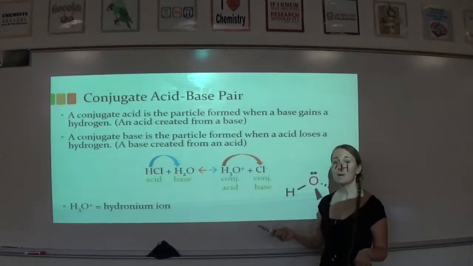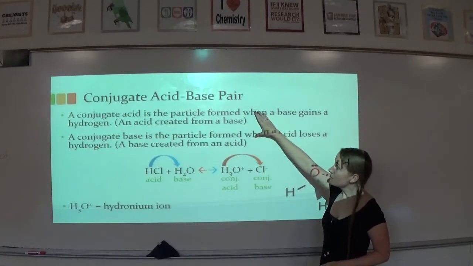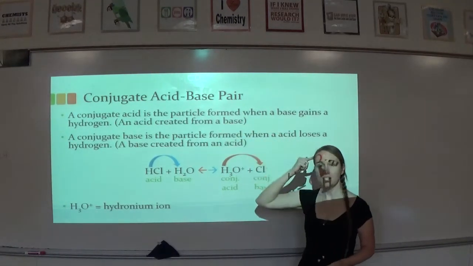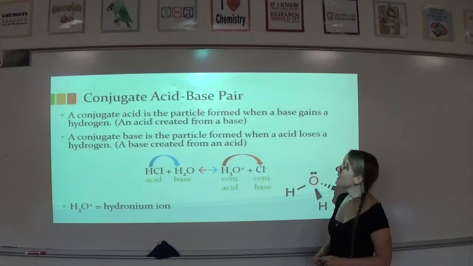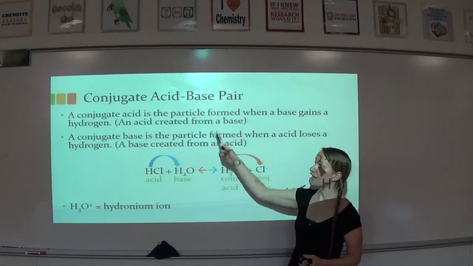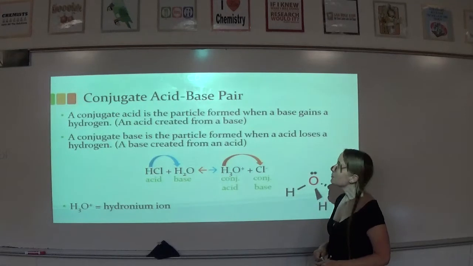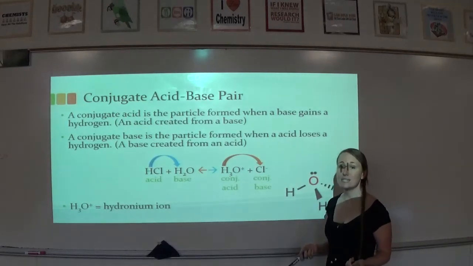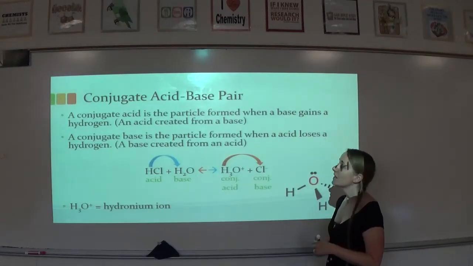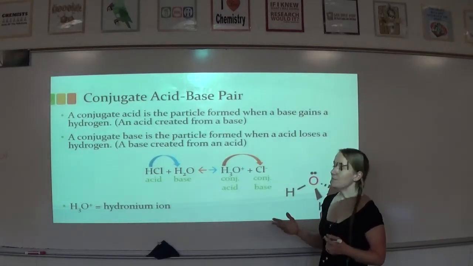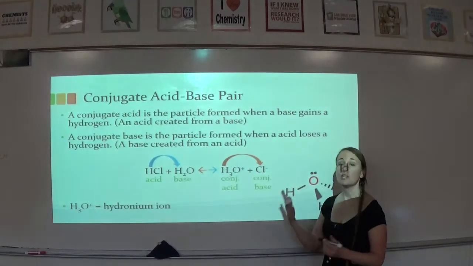So next we have to talk about conjugate acid and base pairs. So I have the normal book definition, and then I have in parentheses the definition I like to think of in my mind. So a conjugate acid is the particle formed when a base gains a hydrogen, or like I like to think of it as an acid created from a base. A conjugate base is the particle formed when an acid loses a hydrogen, or I like to think of a base created from an acid. So when you look at a reaction, there's two ways to tell your conjugate acid and conjugate base. I'll show you both ways.